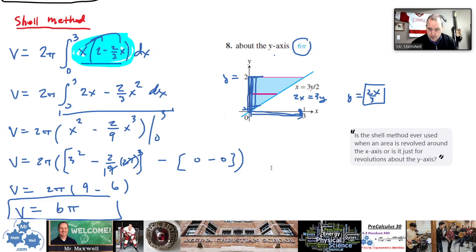So thank you, Kara, for this question. Very good question. Is the shell method ever used when an area is revolved around the x-axis? I am going to get to an example like that, and the answer is, of course, yes. But instead of the shells being upright, the shells are tipped over, and they're like this. So the radius will be kind of like the height, and the height will be kind of like the radius. It's flipped around. So yes, I think the strength of this is when it's revolved around the y-axis, because you can use dx stuff, and it's more familiar.